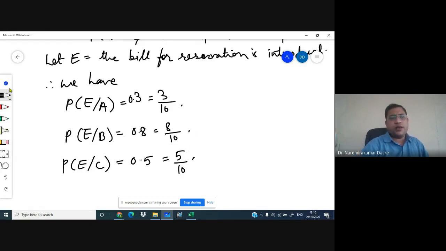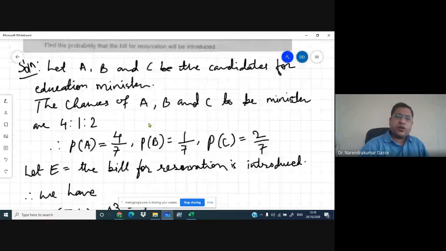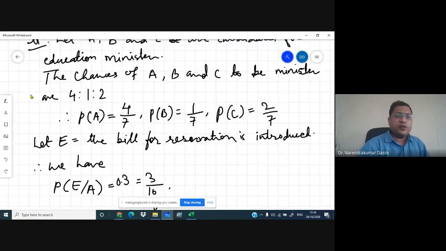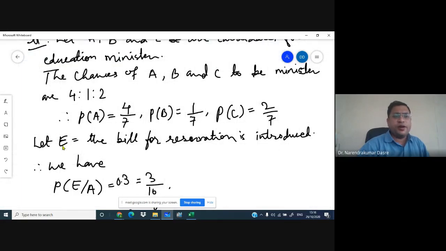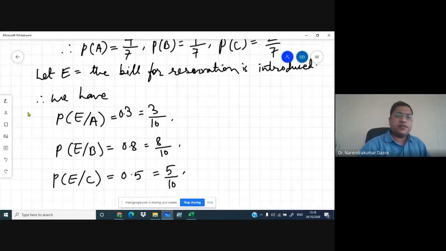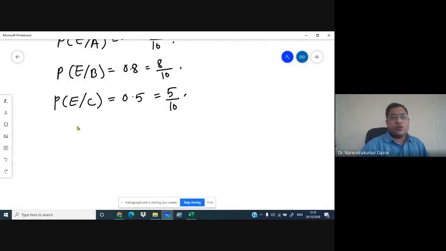And now you can see what we are interested in. We are interested in the probability that the bill for the reservation will be introduced, so the probability of E. And we know this is the partition, then this is the conditional probability over the partition. Then what we have to do is find the probability.